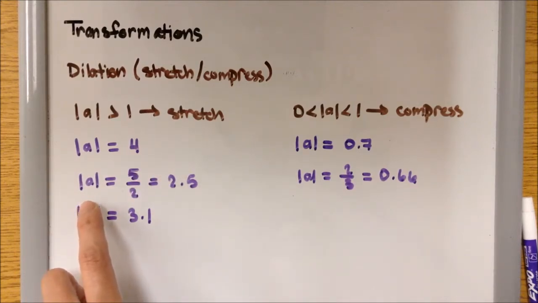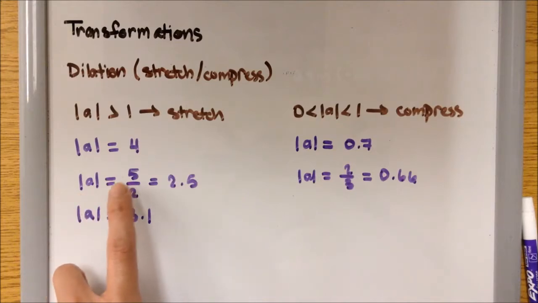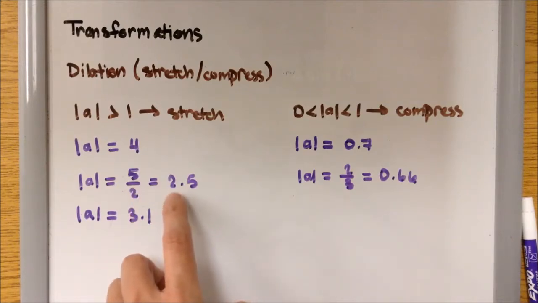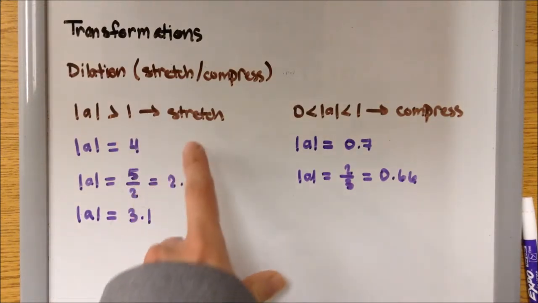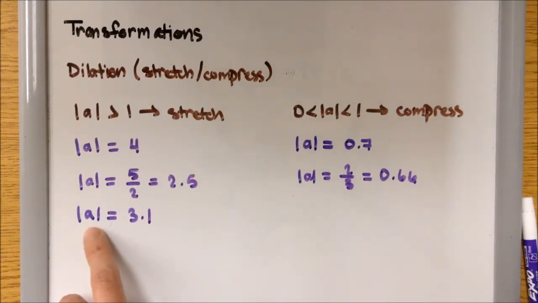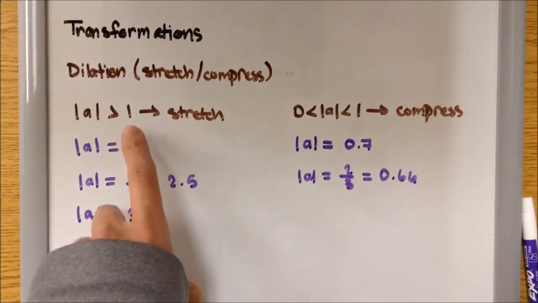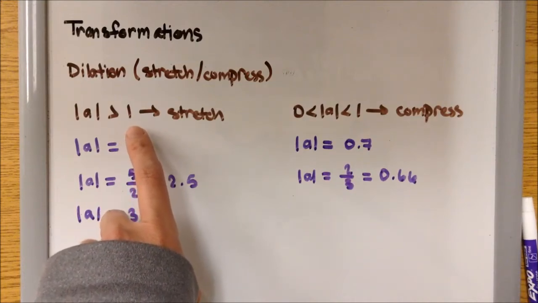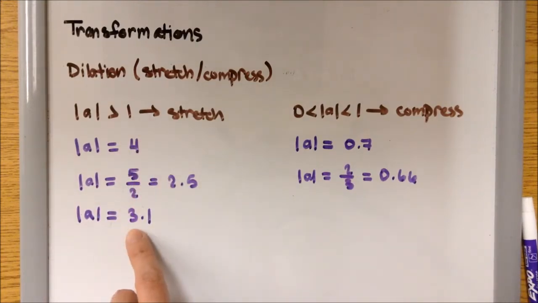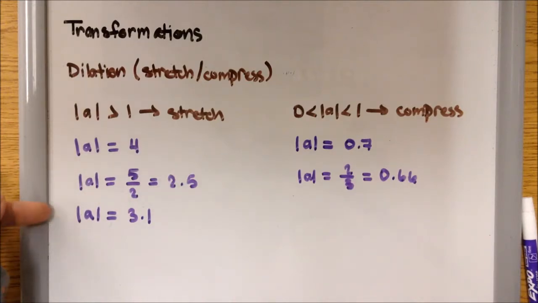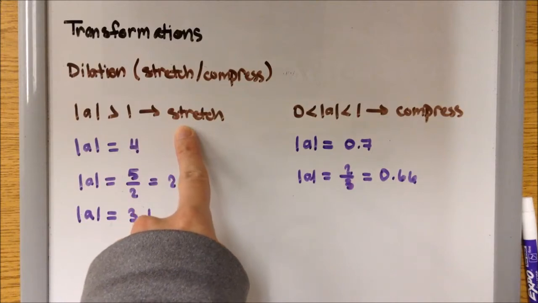That's a whole number. Now if you have a fraction, so the absolute value of a is 5 over 2, which is equivalent to 2.5, that's more than 1, so that's going to be a vertical stretch. Now if you have a decimal a value from the beginning, such as the absolute value of a equals 3.1, 3.1 is greater than 1.0, which is the same as 1. If that is true, then it's also a vertical stretch. So regardless if it's a whole number or a fraction or a decimal, if it's greater than 1, it's going to be a vertical stretch.